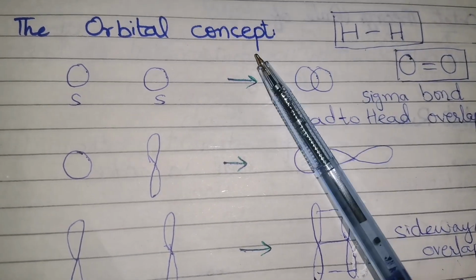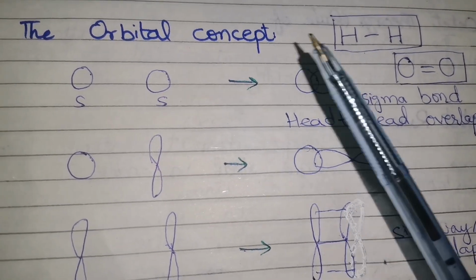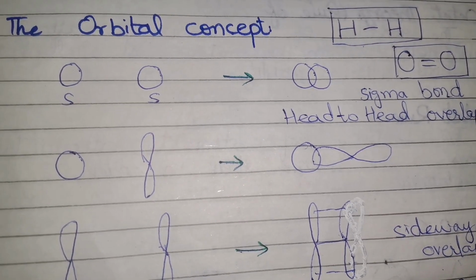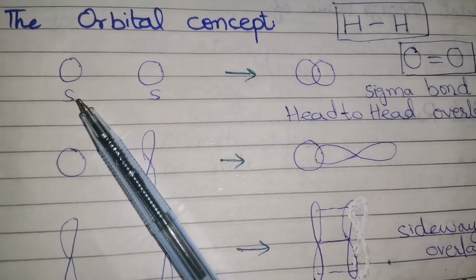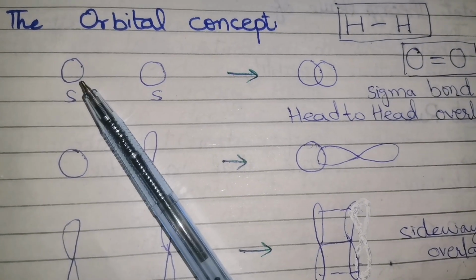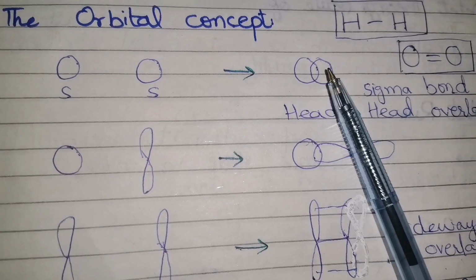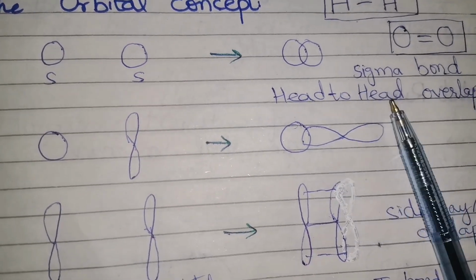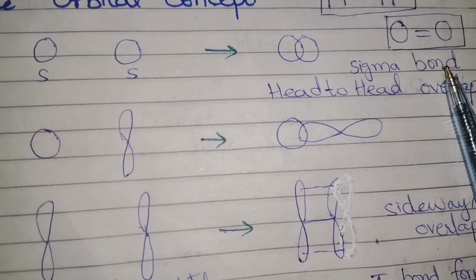The next concept that we are going to study is the orbital concept. The orbital concept tells us that the atomic orbitals overlap over each other to form the molecular orbitals. Let us understand this concept. Here we have two s orbitals. Remember that s orbitals are spherical in shape. When these orbitals overlap over each other, they form a molecular orbital. This kind of overlapping is known as head-to-head overlapping, and the bond formed in this case will be a sigma bond.